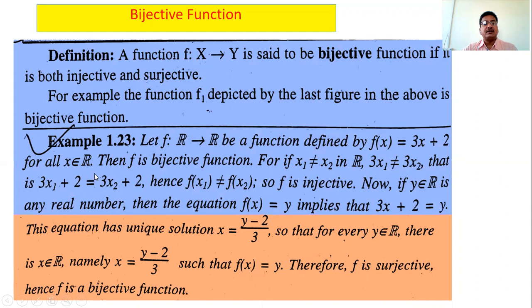So here is a correction, right? There is a not-equal sign. So right here, not equal to 3x2 plus 2. That is, add 2 on both sides.